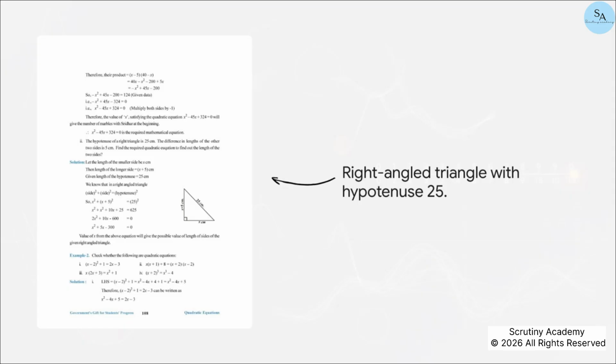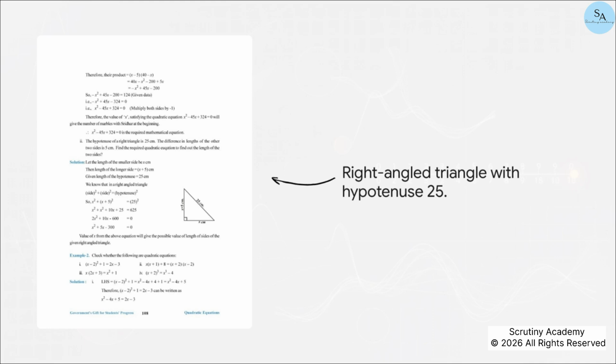Now, let's see how this builds by translating a real physical geometry problem into our new quadratic language. And I promise you, it is way easier than it looks if we just take it one step at a time. Here's what we're given. A right-angled triangle has a hypotenuse of 25 centimeters. We're also told the difference in lengths of the other two sides is 5 centimeters. So what's asked? We need to find the quadratic equation to figure out the exact lengths of those two sides.